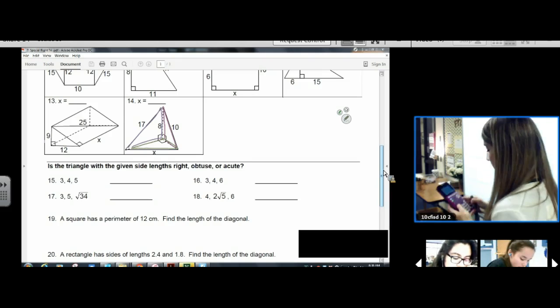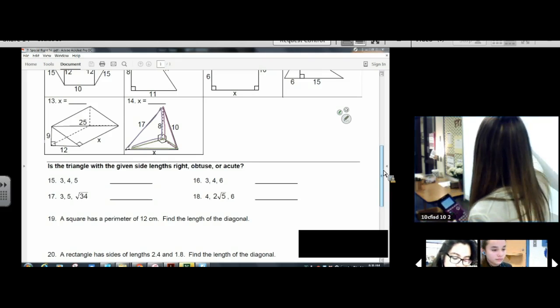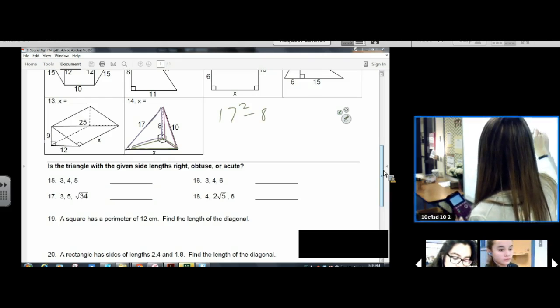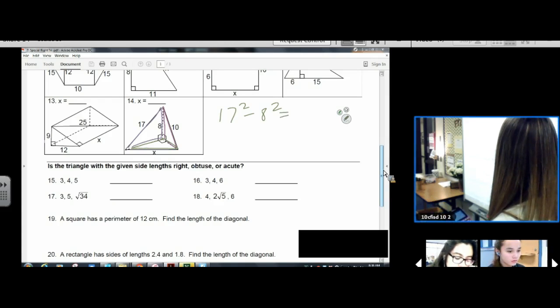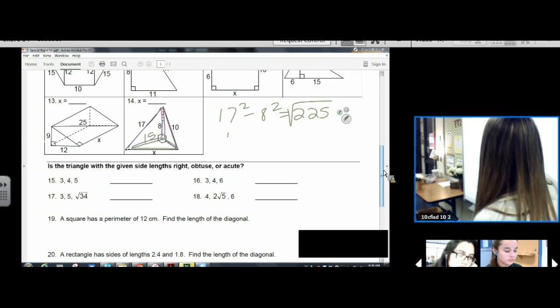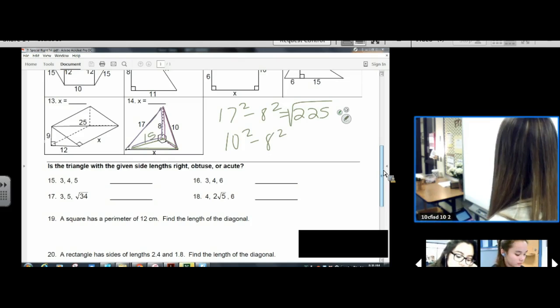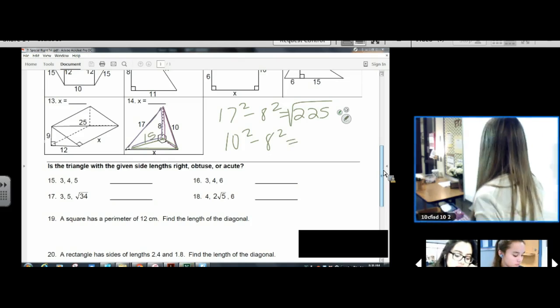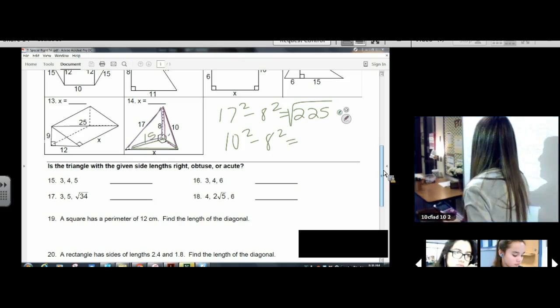So if I do 17 squared minus 8 squared, and I don't trip over the smartboard, then we get 225, and we square root that, and that missing side is 15. And then if I do 10 squared minus 8 squared, 36, and the square root of that is 6.